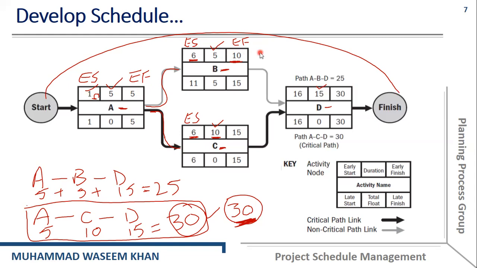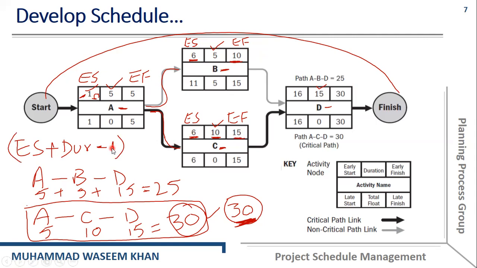So the earliest finish of B is 10. How? Because the duration of B is 5 and it starts on 6: day 6, day 7, day 8, day 9, and day 10. So 10 will be the earliest finish. Similarly, the duration of activity C is 10 and it starts on 6, so 6, 7, 8, 9, and 10 and on, which will be equal to 15. Okay.